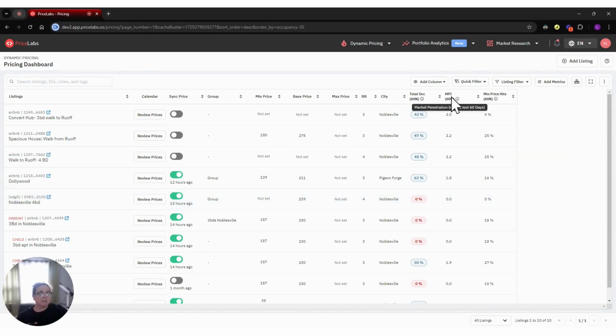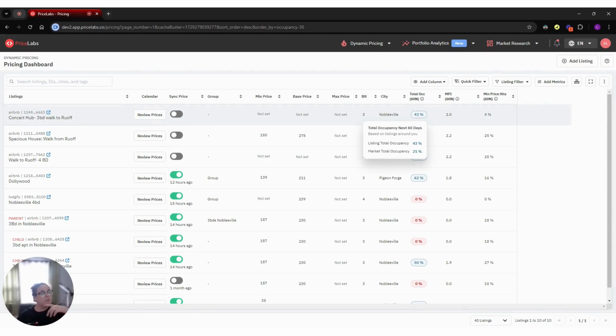The market penetration index, we discussed a little bit ago, is going to be your occupancy divided by the market's occupancy. The best way to look at this, I think, is whatever MPI number you have here, that's how your listing's occupancy is comparing to the market's. So for example, I've got a flat 2.0 here. That means that my listing's occupancy for the next 60 days is going to be almost exactly double the market's occupancy.